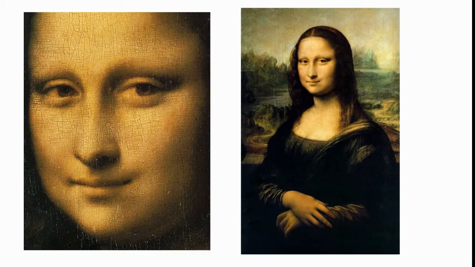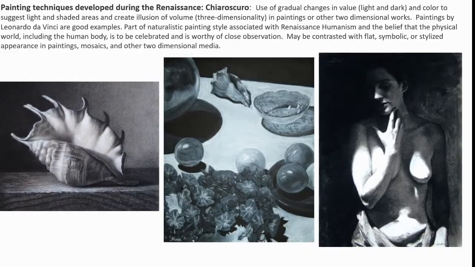Here are some details of Leonardo's famous painting, Mona Lisa. Here are some charcoal drawings using that same technique of light-dark, chiaroscuro. The one in the middle is by a Hanover student from a year or two ago. The other two are by different artists.